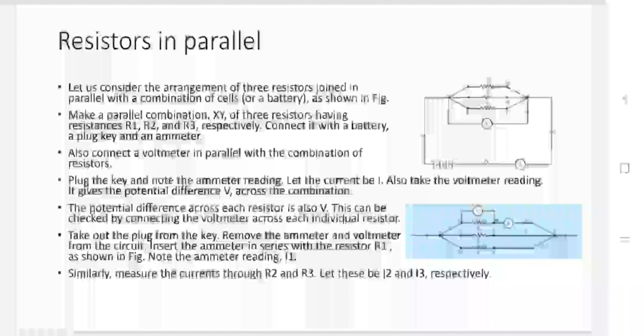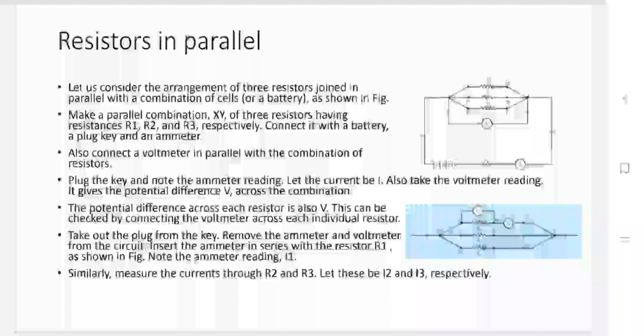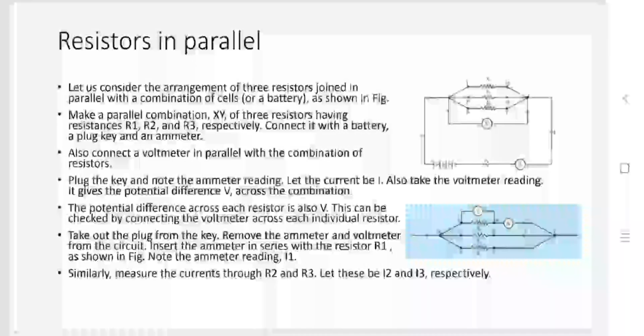Now we know that while we connect in a closed loop, a closed path, there are three paths for the current to flow. One is from the battery to R1 to the ammeter to the key. The second path the current can choose is from the battery towards R2 to the ammeter to the plug key. The third path the current can choose is from the battery to R3 to the ammeter to the plug key.